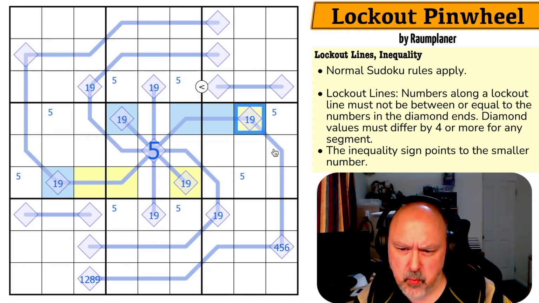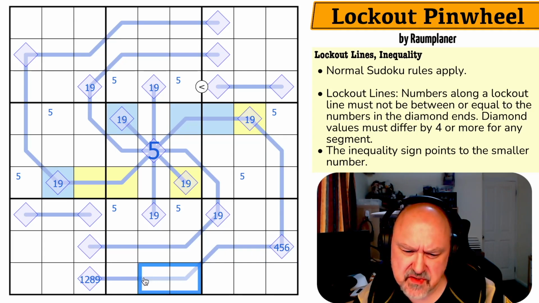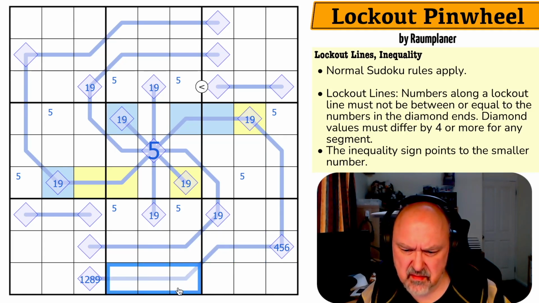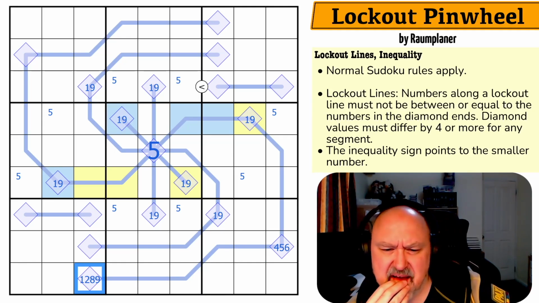Because this could be 1, 9, 8, 7, 6. But what would that do to this line? Because I need 3 different digits on it. But again, I could use 7, 8, 9. And this could be 1 or 2. I can't see how to force this.